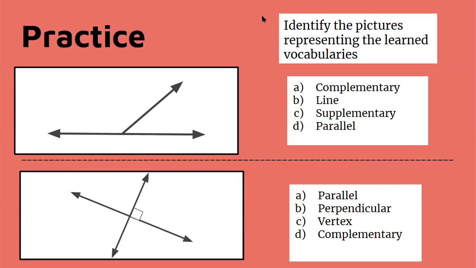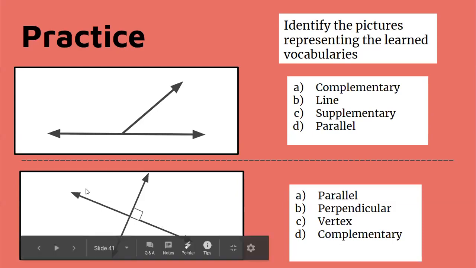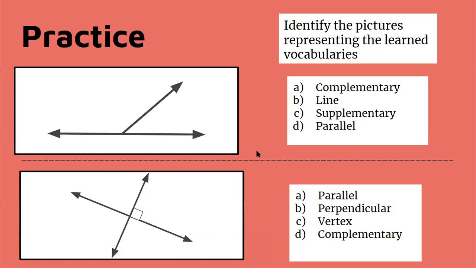Next two images. The first one we got is a line right here, and then a line that goes out of it. The options we have are A, complementary, B, line, C, supplementary, D, parallel. And then the next image we have is two lines intersecting, and they create this thing right here. The options you have are A, parallel, B, perpendicular, C, vertex, D, complementary. So pause the video as we did. 3, 2, 1, pause.